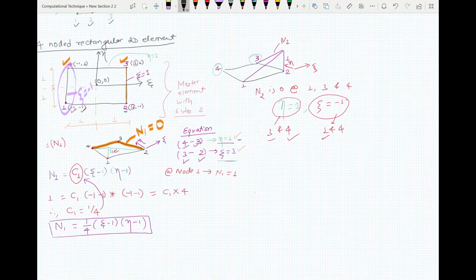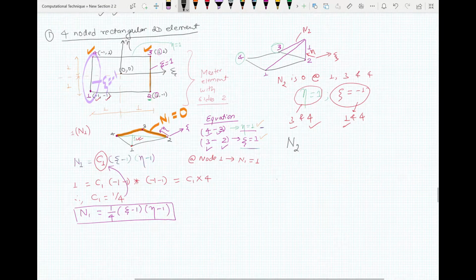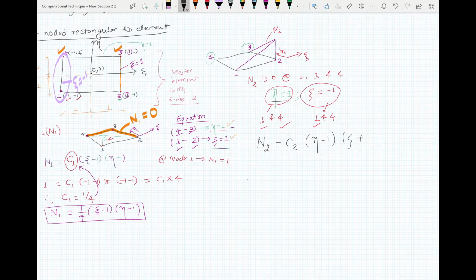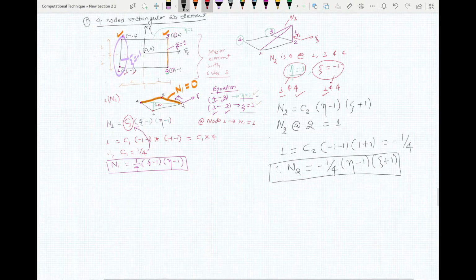Now our equation n2 will be equal to c2 times this one, that is eta minus 1, and then this one, that is xi plus 1. Now n2 at node 2 equals 1. Therefore, and similarly, you can obtain your equations for n3 and n4.